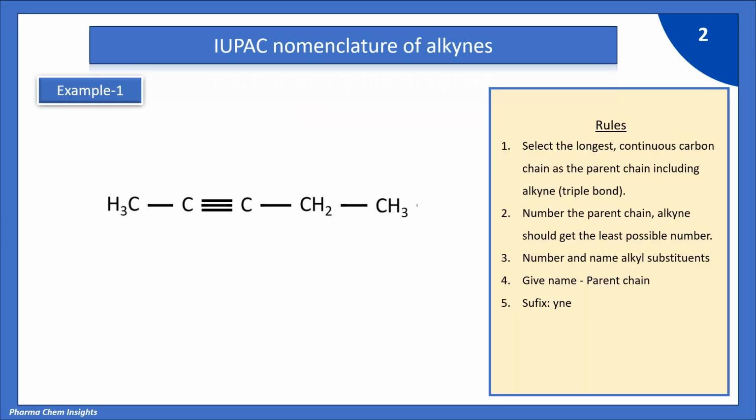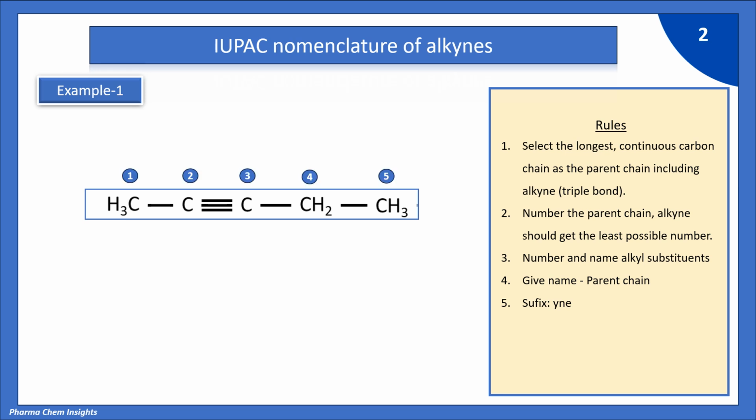Example 1. We have kept the rules handy on the right hand side of our slide for quick reference, but we have explained that in detail in the alkane part. So if you want to know more about that, you can visit that video. Here, first let us select the longest continuous carbon chain, which is this. Then we'll start with the numbering. First, let us count how many carbon atoms. I can see there are 5 carbon atoms and hence the parent chain is pentyne.